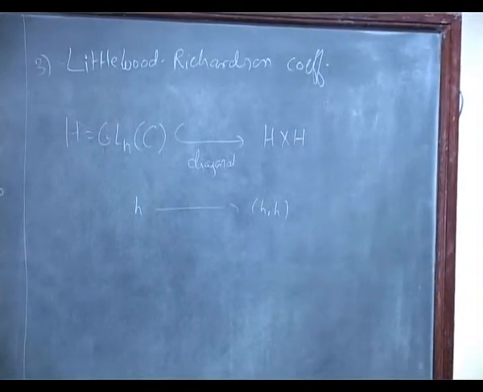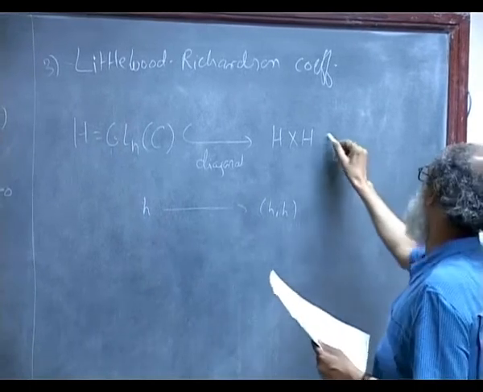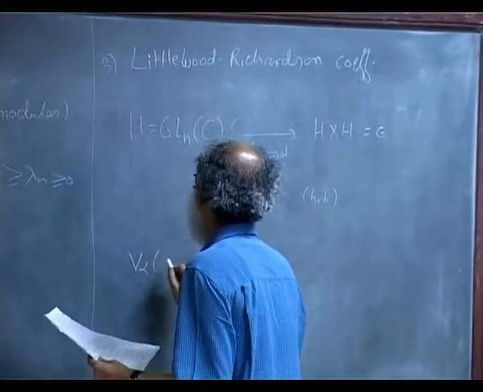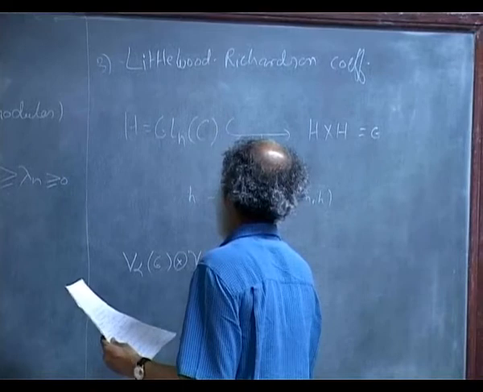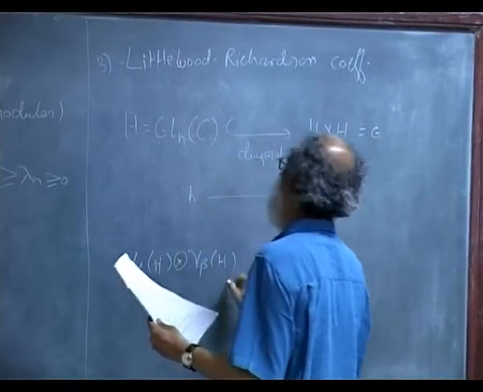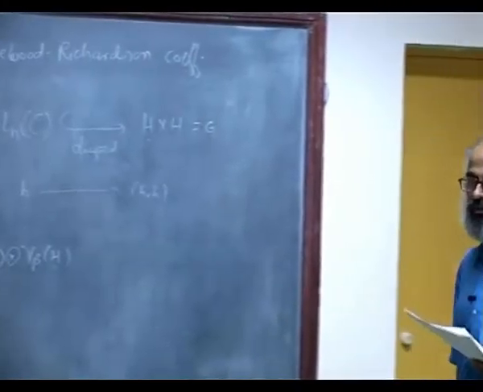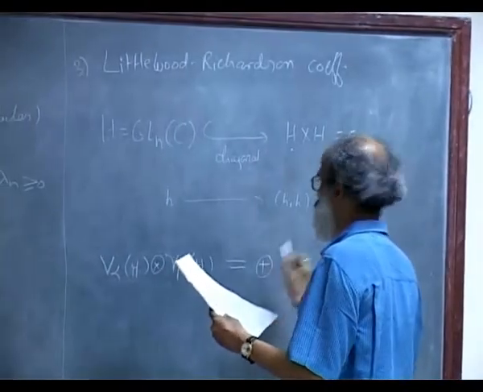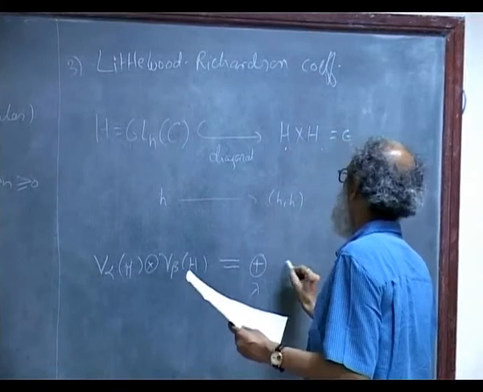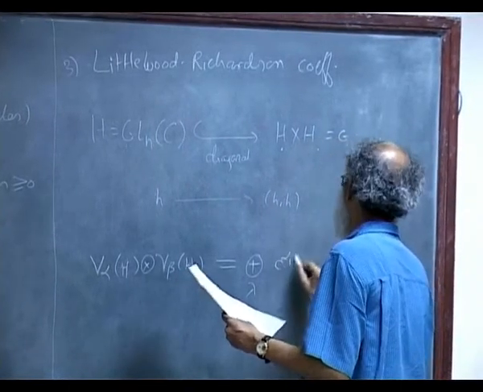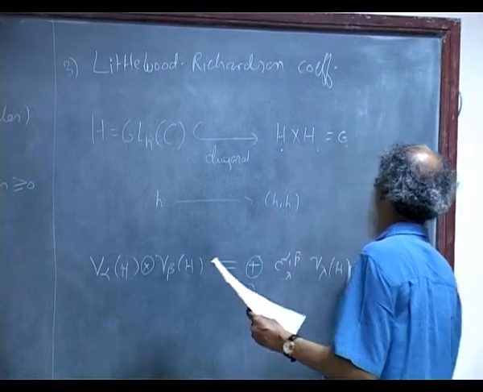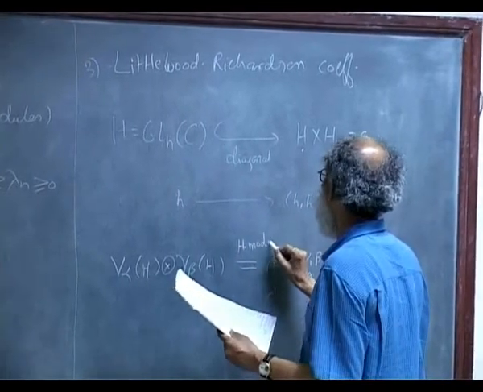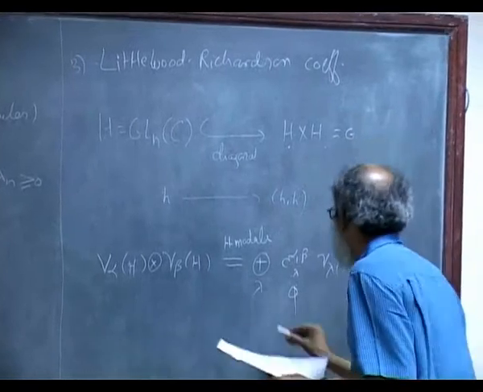So diagonal meaning any element h here goes to (h, h). This is G now. If you take any irreducible representation of G, that will be a tensor product of irreducible representations V_alpha of H tensor V_beta of H. So then this would break as C_{alpha beta lambda} V_lambda of H, as an H module. These are called Littlewood-Richardson coefficients.